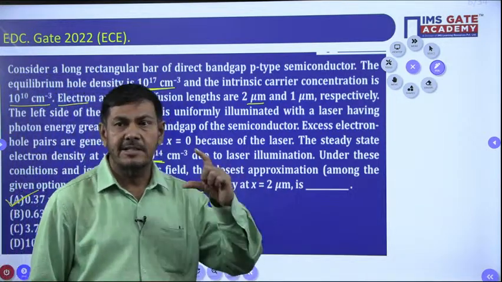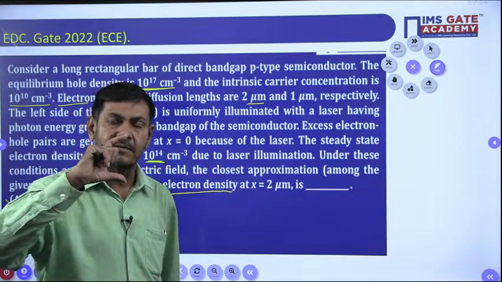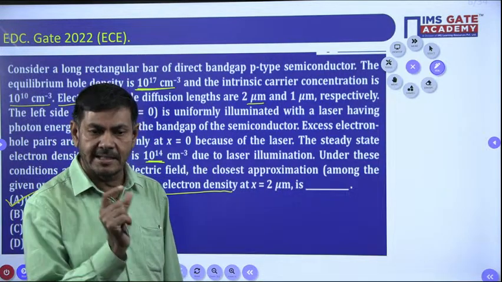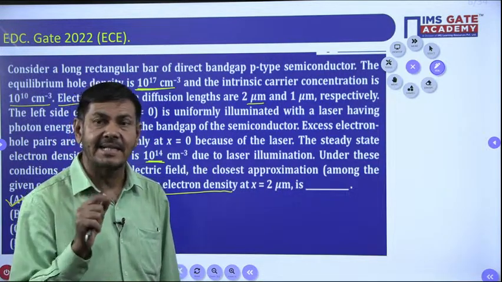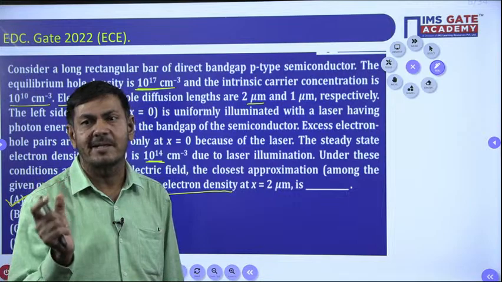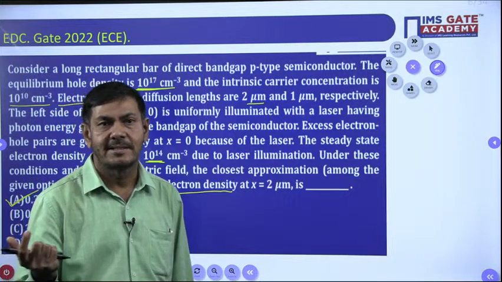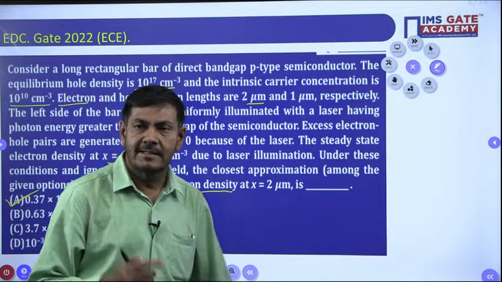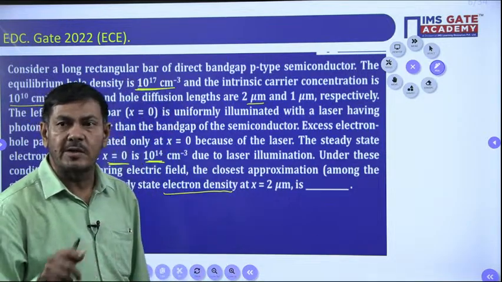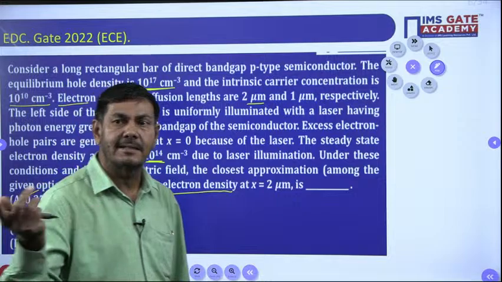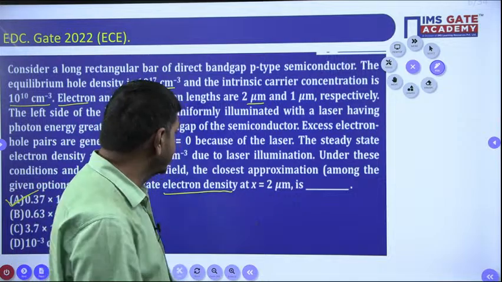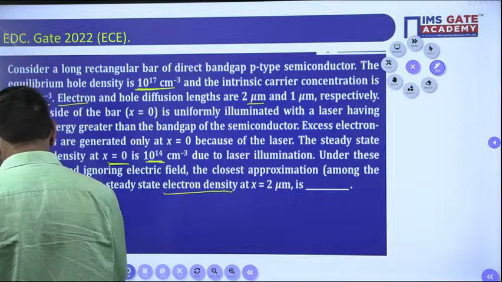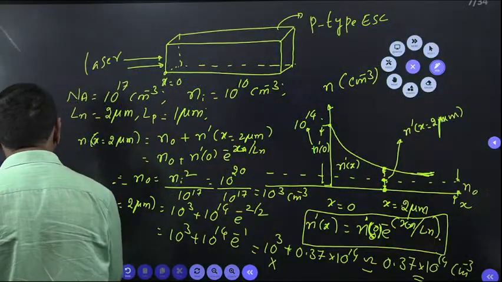N dash of 0 means at x equal to 0, n dash of 0. Total n of x, how can I get? N0 plus n dash of x, equal to 2 micrometers, we have to calculate. At 2 micrometers, how can we get? The formula I gave: n dash of 0 into e power minus x by Ln. Apply the formula, you will get the answer. That way we can tackle it, and we can go to the next question now.